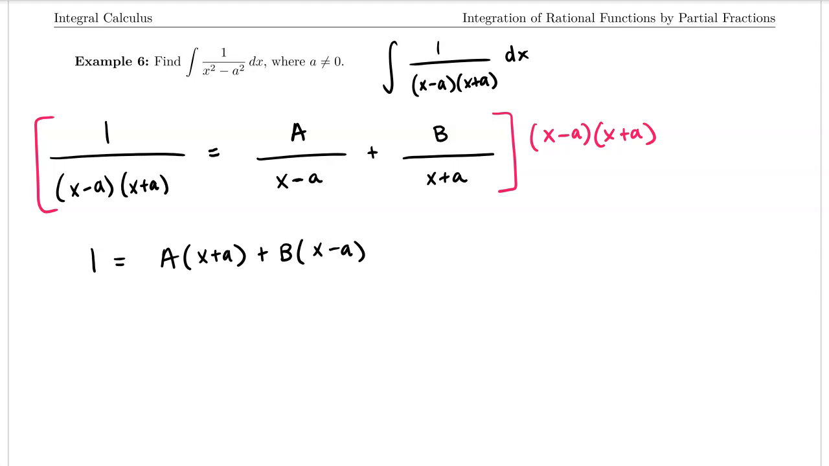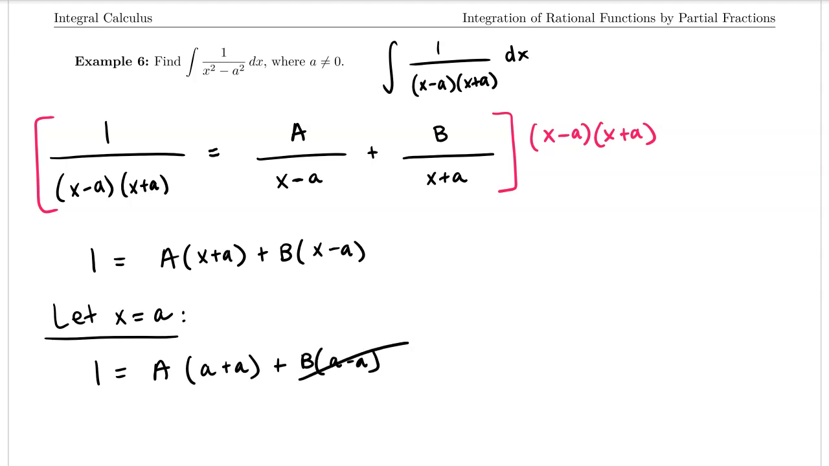Once again, I can use the technique of plugging in strategic x values. One of them is lowercase a. That will give me 1 equals capital A times a plus a, plus B times a minus a, so that's going to go to 0. Remember, we're trying to solve for capital A. So I get 1 equals capital A times 2a. I'm going to divide both sides by 2a, and that gives me capital A equals 1 over 2 times lowercase a.